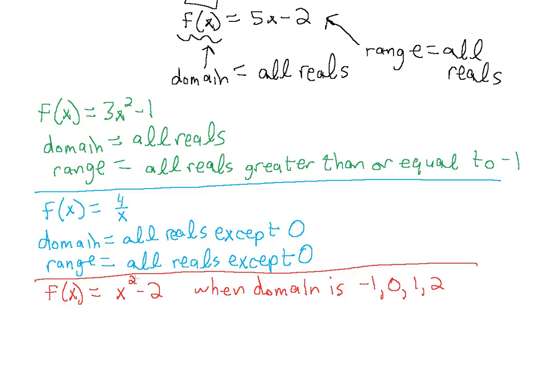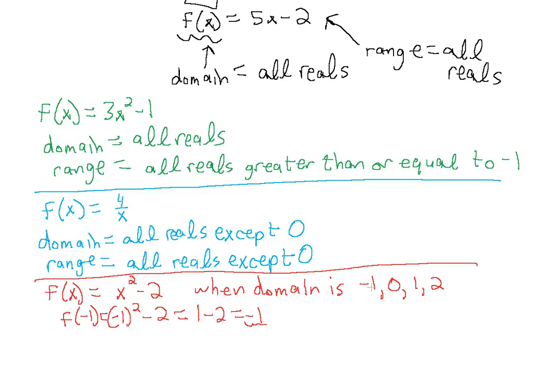So minus 1 squared minus 2 is what we will get. This is what's called f of minus 1. All right, so we just evaluate our function with x equals minus 1. And this would essentially give us 1 minus 2, which is minus 1. So that's one number in our range.